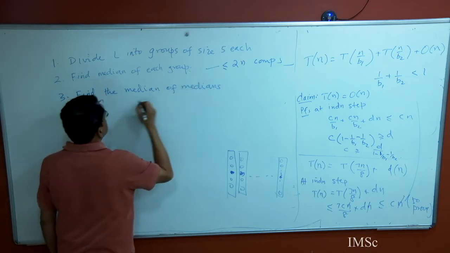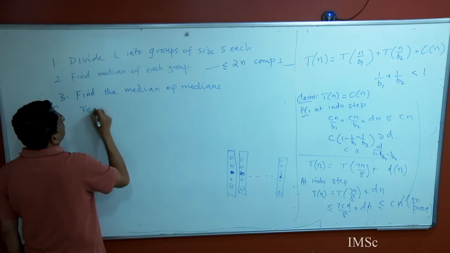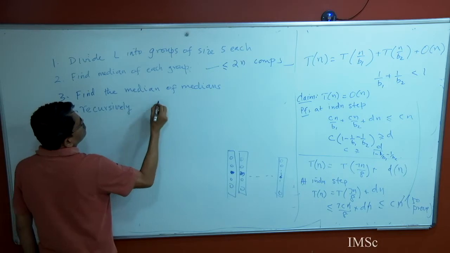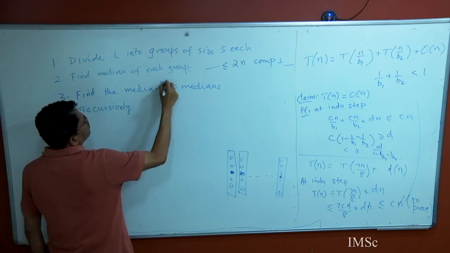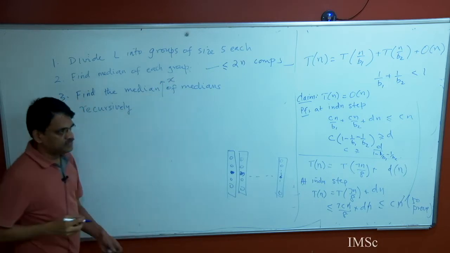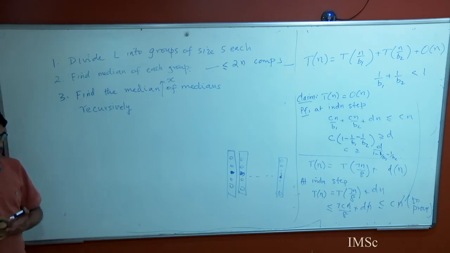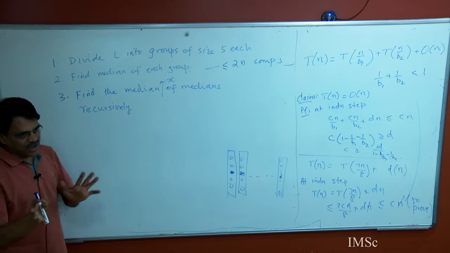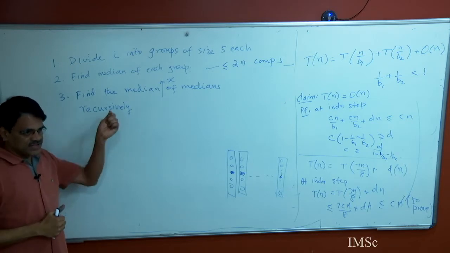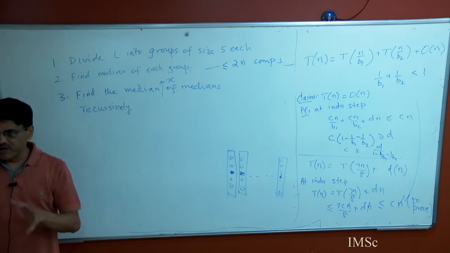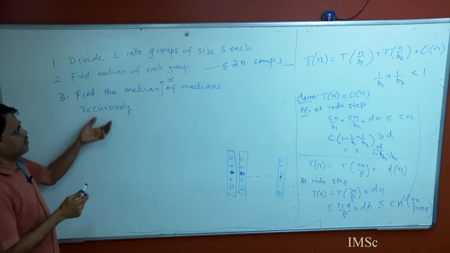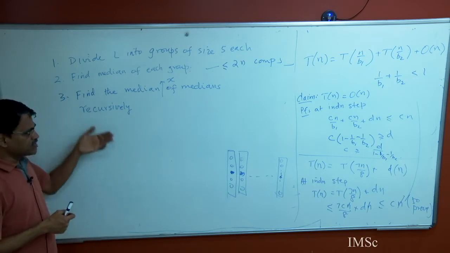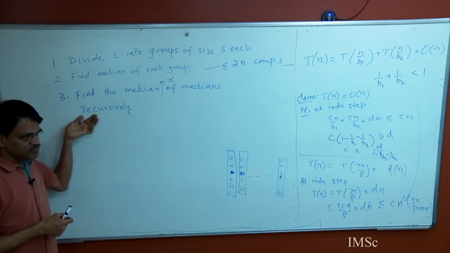Median of the medians recursively. And that is going to be my x. Right? The earlier algorithm I said pick an arbitrary x. It's not arbitrary anymore. It is this x, which is the median of the medians. How am I finding the median of the medians? Recursively.